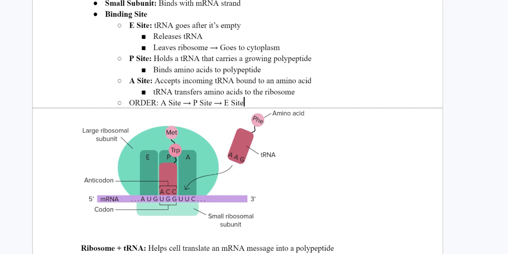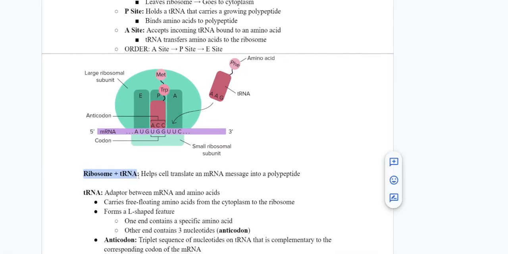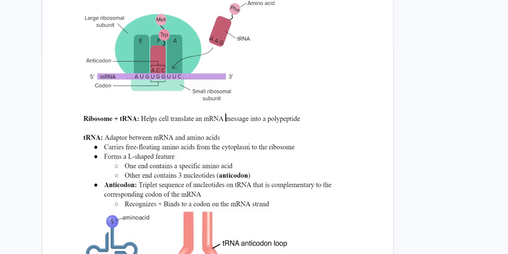And the purpose of this is to string the amino acids together in order to create a polypeptide, which is also protein. So ribosome plus tRNA, these two things work together and they function together. They help cells translate an mRNA message into a polypeptide. So tRNA and mRNA combine together to help make an mRNA message into this polypeptide, which is a chain of amino acids.